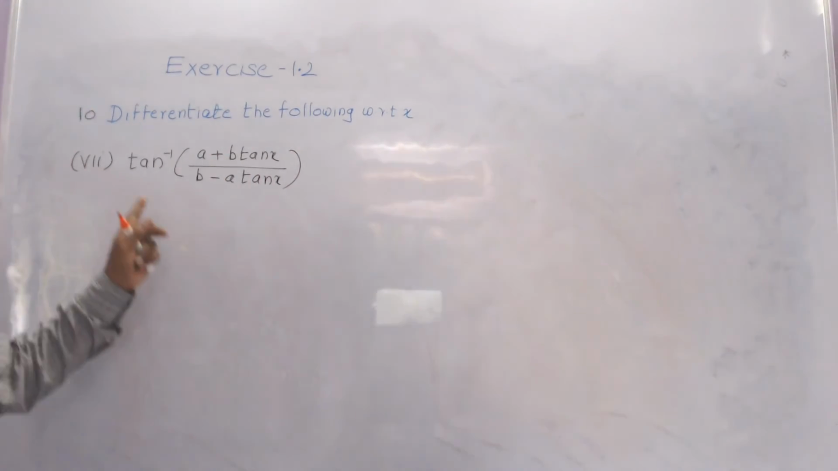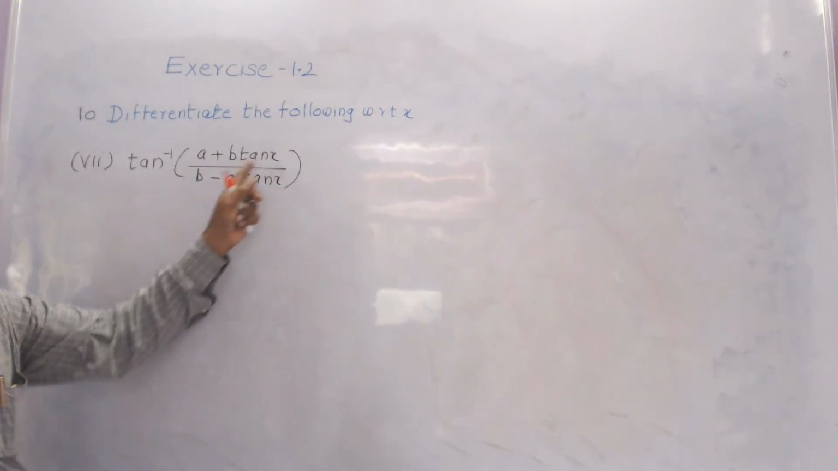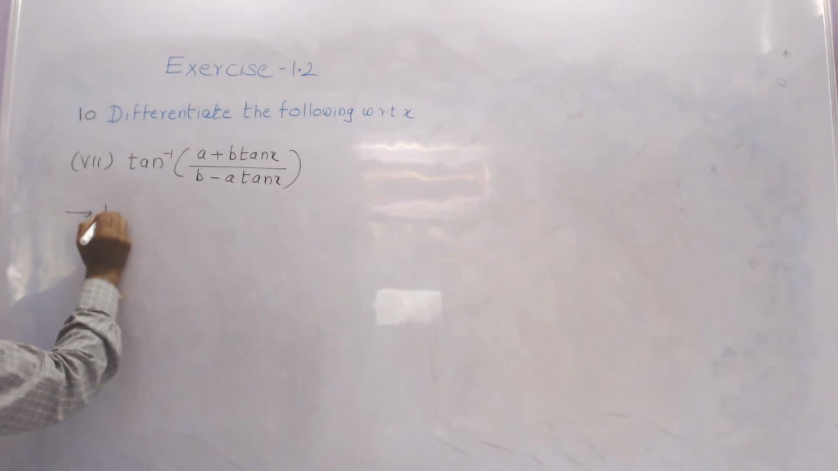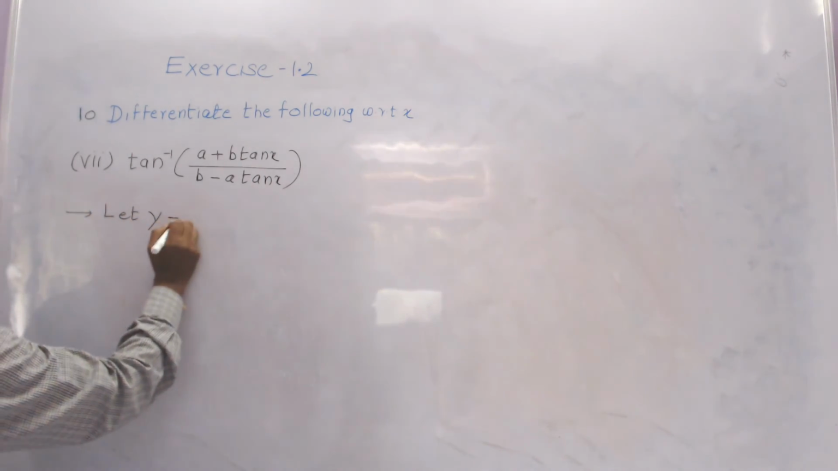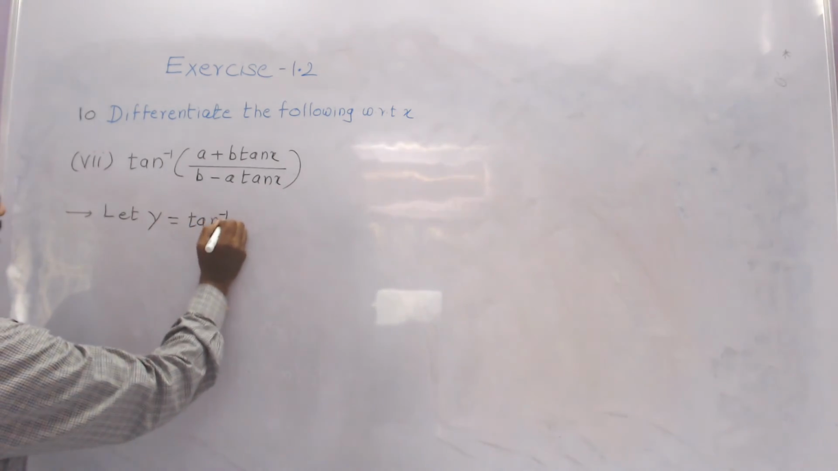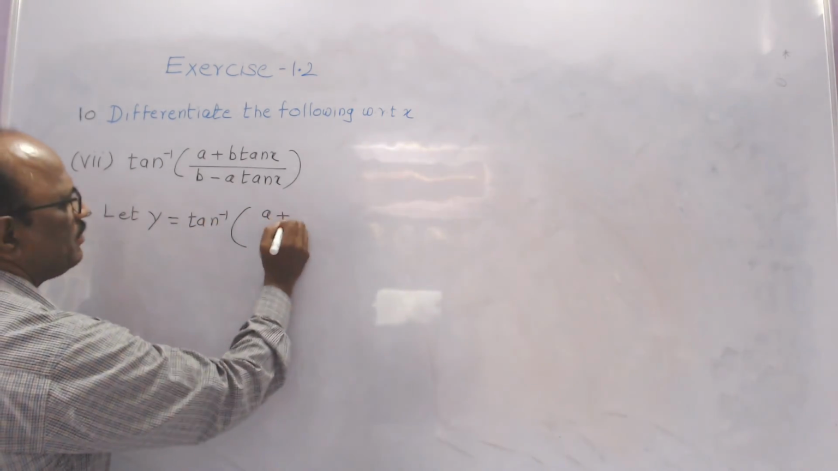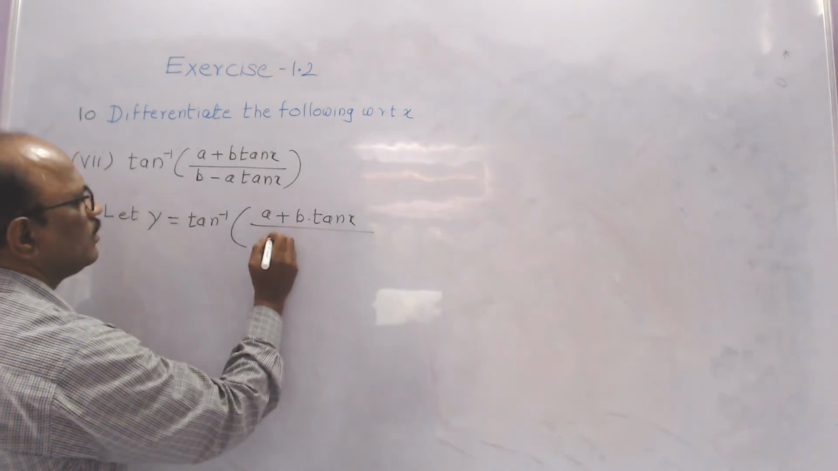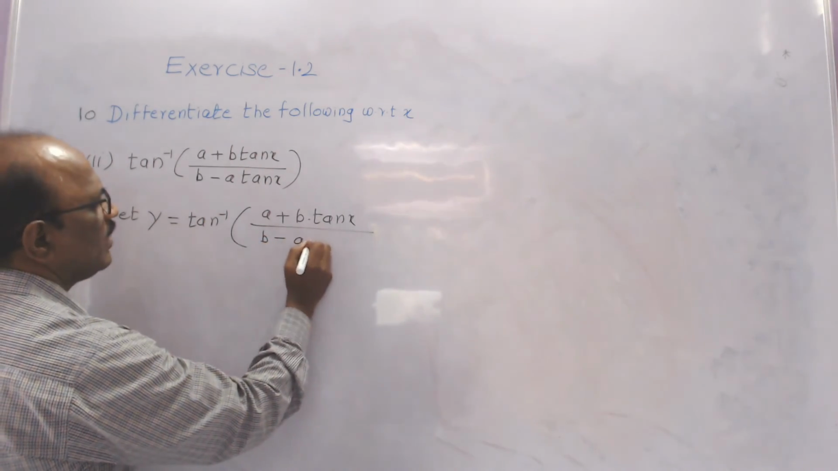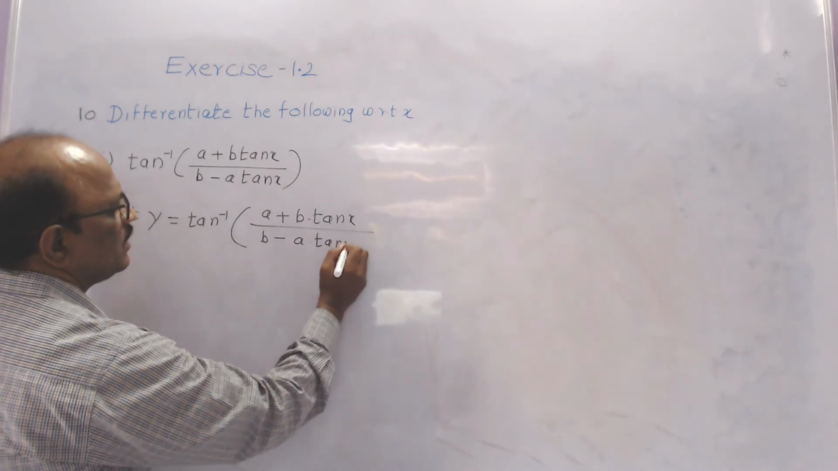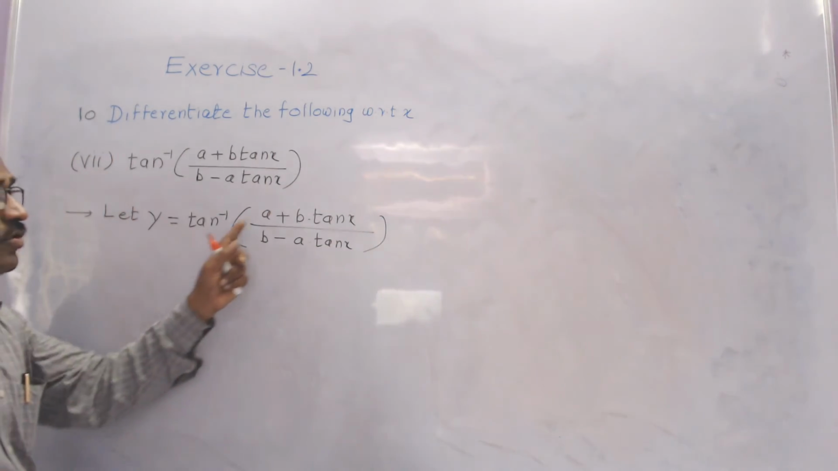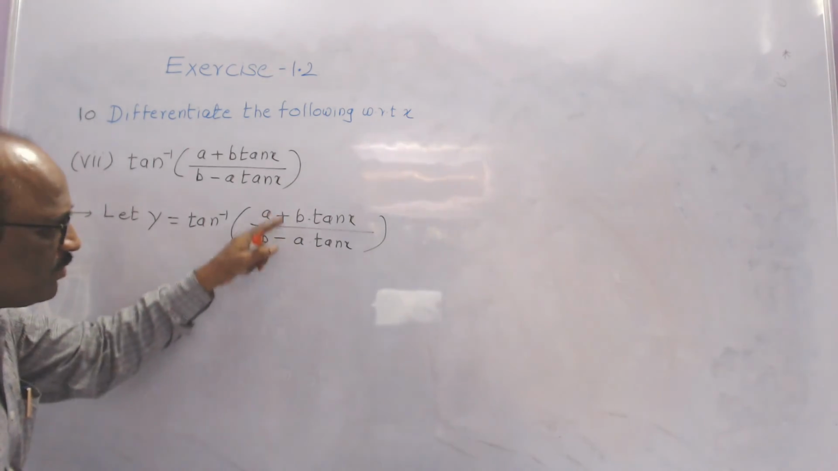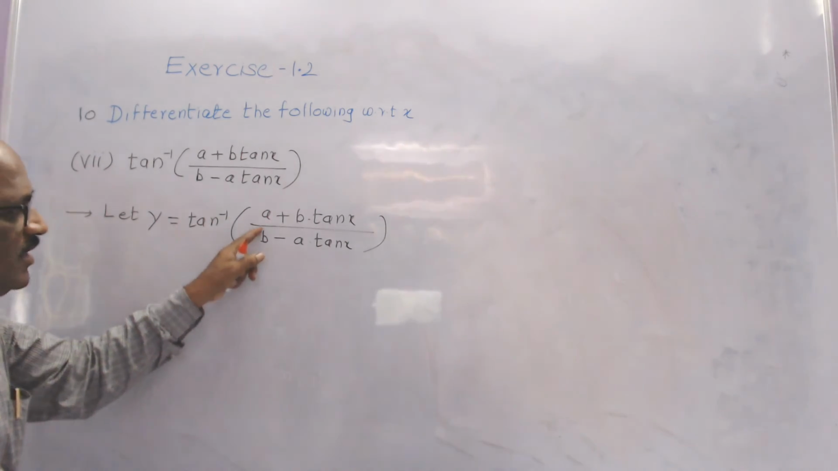Now here, tan inverse of (A plus B tan x) upon (B minus A tan x). Again here, let y equals tan inverse of (A plus B tan x) upon (B minus A tan x). In our formula, tan inverse of (x plus y) upon (1 minus x into y). Therefore, divide this numerator and the denominator by B, because here we require 1.